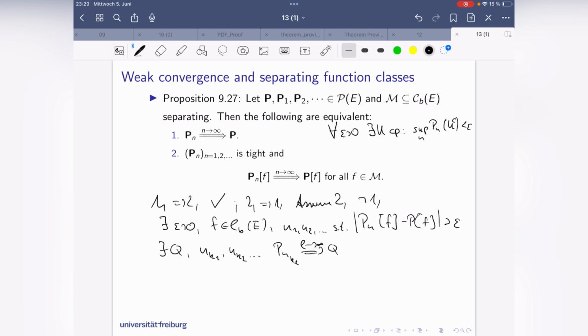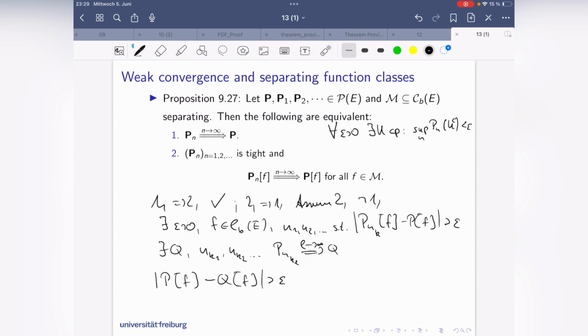Then we have on the one hand side that P integrated with respect to this f that we took here, minus Q integrated with respect to this f here. When you look at that like this here, I forgot a k here. So Pnk f converges to this here. So all these are bigger than epsilon, and the limit of this here is Q. That means that this here is bigger than epsilon.